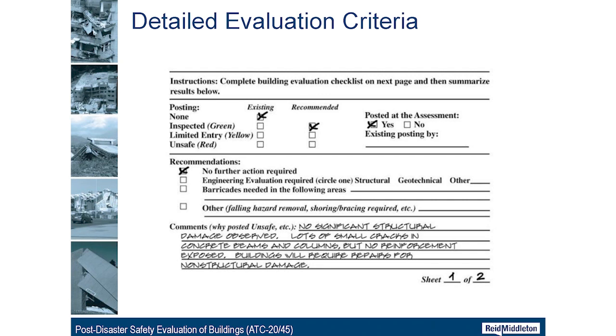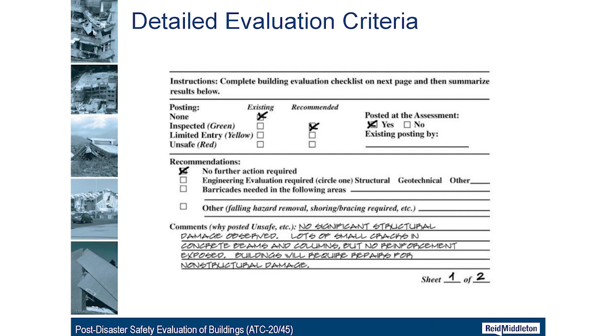Say a rapid evaluation is done and you're brought in subsequently to do a second update on the evaluation, or maybe there's a major aftershock. You could say there was originally a green tag and now I'm recommending it red because the conditions changed. Was it posted on the site, yes or no? The original posting, who conducted it, just to document that.